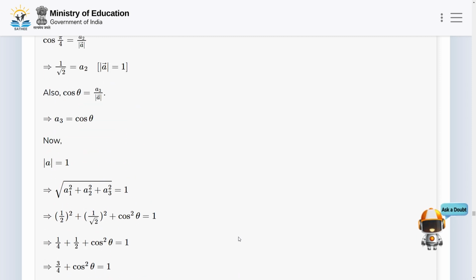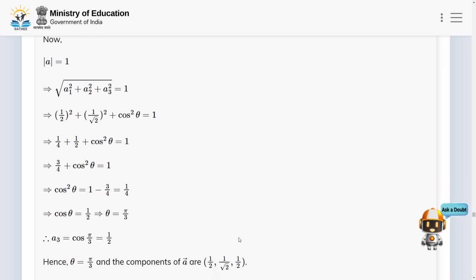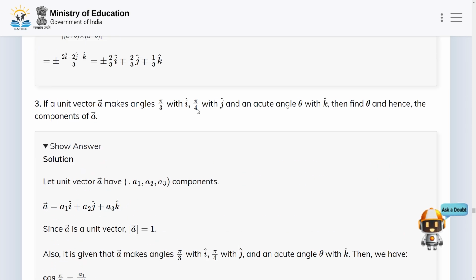Clear? Easy, I hope that you find it very easy. The only thing you have to crack was this: you are given that with i hat your vector A is making pi by 3 angle, with j hat it is making pi by 4 and with k hat it is making angle theta. And you have already seen such a concept.